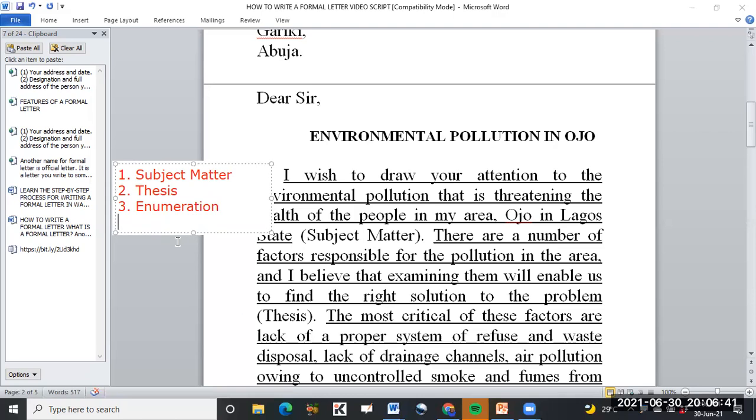And then the number 4 ingredient is what we call intro. It's not compulsory that all these 4 ingredients have to be there, but there are some that are very important, especially the subject matter and the thesis. You can't do without them. The other ones are optional.